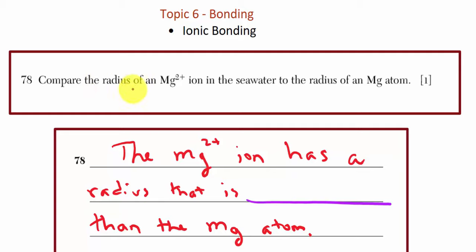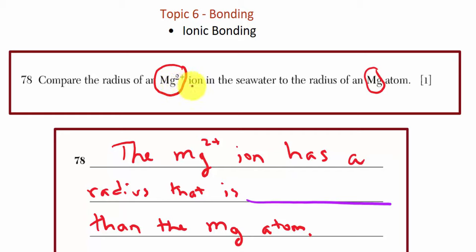Question 78. Compare the radius of an Mg2+ ion in the seawater to the radius of a magnesium atom. So the magnesium 2+ ion is different from the magnesium atom. In what way? If we know that, we'll be able to answer this question. You can see I've set up the answer to the question with a blank in it. So no matter what I decide, whether it's bigger, smaller, or the same, I'm still going to use the same wording in my question here. So sometimes it's a good idea to kind of chart out how your answer is going to be presented.